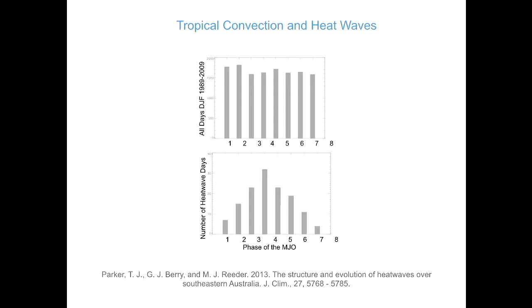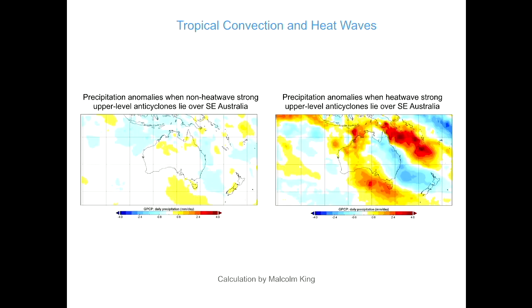The phase of the MJO tells you where you are in the globe. And it turns out that this region here, about three, four, about four, is the maritime continent. So the point is that if you randomly take a day, the convection in the tropics could be in any phase, 1, 2, 3, 4, 5, 6, 7, 8. The phase of the MJO is basically equally likely. If you say, I have a heat wave, what's the phase of the MJO? It's preferentially about 3, 4, which is exactly convection here.